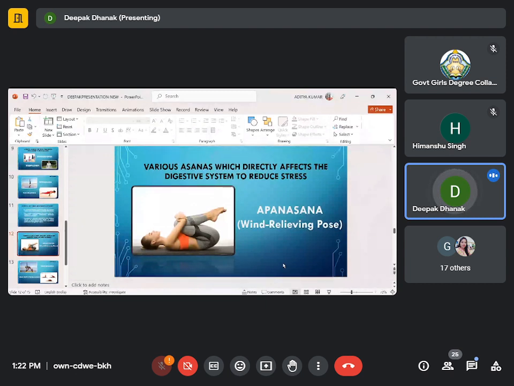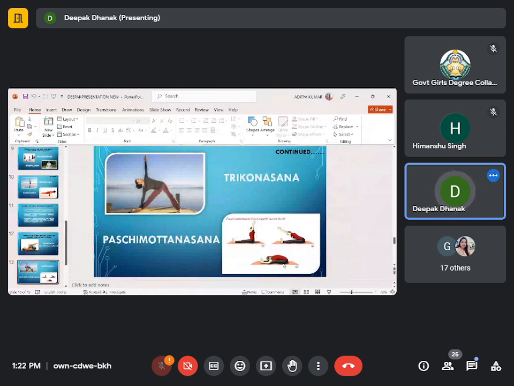Next is Trikonasana, also known as the triangular pose. Another is Paschimottanasana.